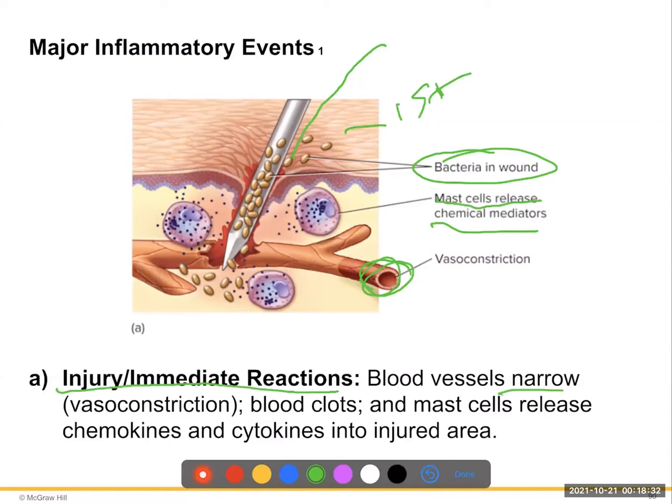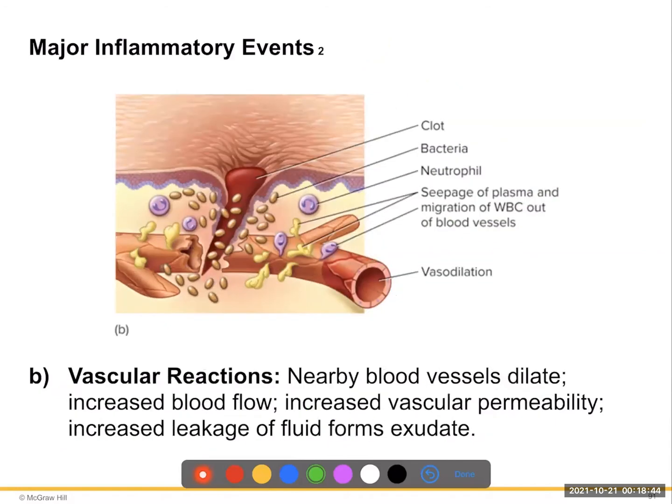Blood vessels narrow, vasoconstriction to form the blood clots. Mast cells release chemokines and cytokines into the injured area. That's your initial immediate response right there. Then vascular reactions, nearby blood vessels dilate. Okay, so now we start to dilate blood to bring more blood into the area.